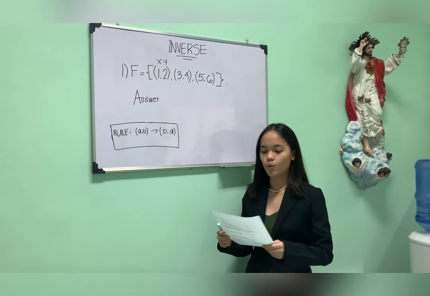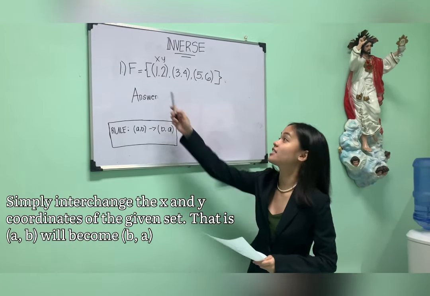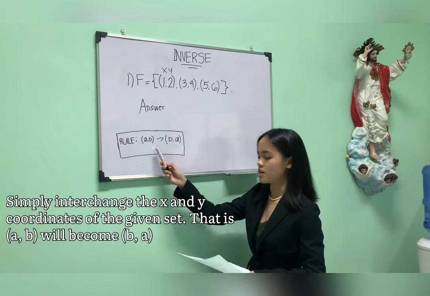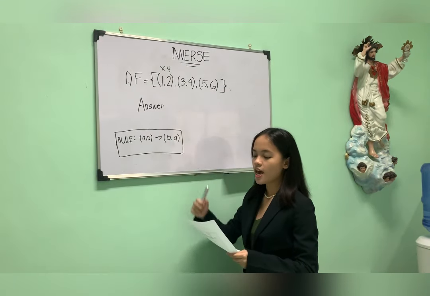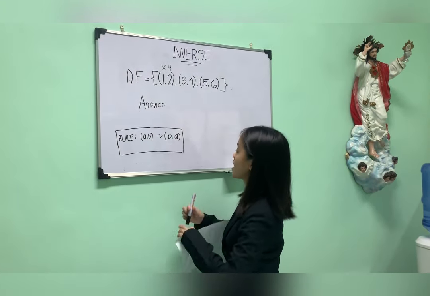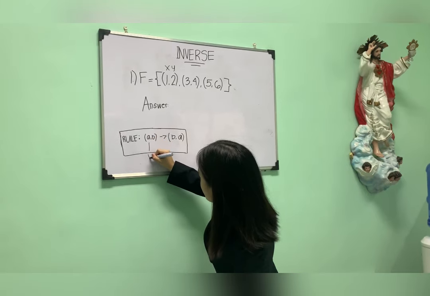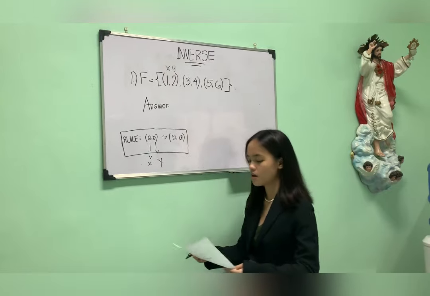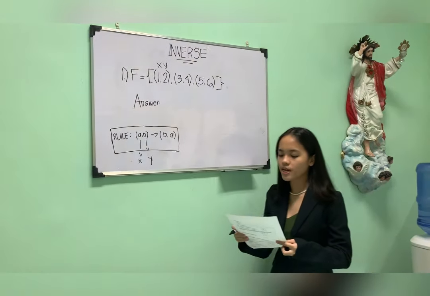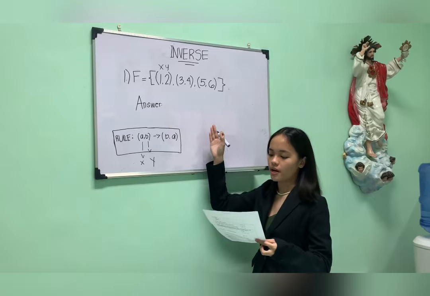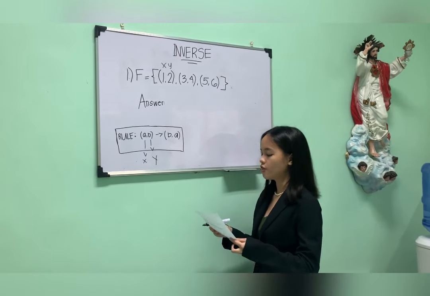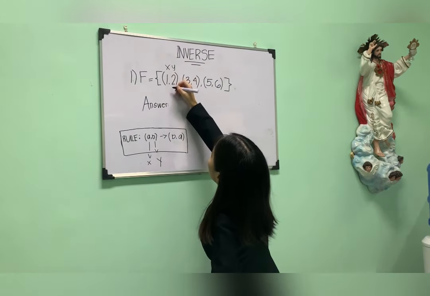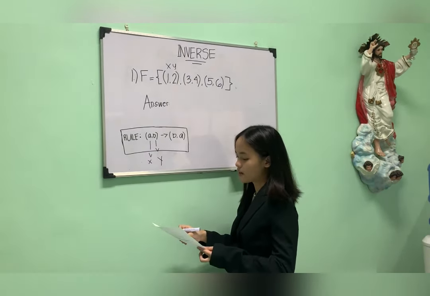The rule is that we simply interchange the x and y coordinates of the given set. That is, (A, B) will become (B, A) if A and B represent the x and y coordinates: A is x, B is y. For example, as we can see, this set of ordered pairs is a one-to-one relation, thus it has an inverse. We just simply swap the x and y.